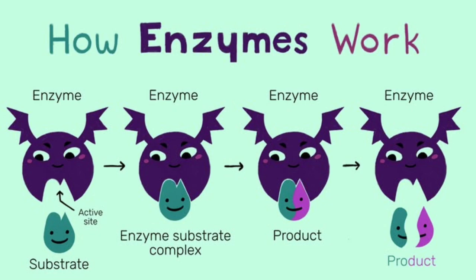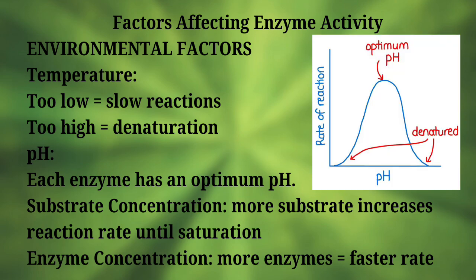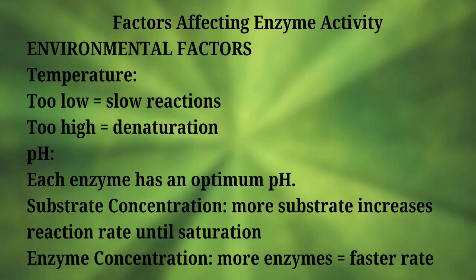There are also factors affecting enzyme activity, such as environmental factors, which include temperature. If it is too low, then the reactions will be slow too. If it is too high, then denaturing may happen. For the pH level, each enzyme has an optimum pH range of 6 to 8.